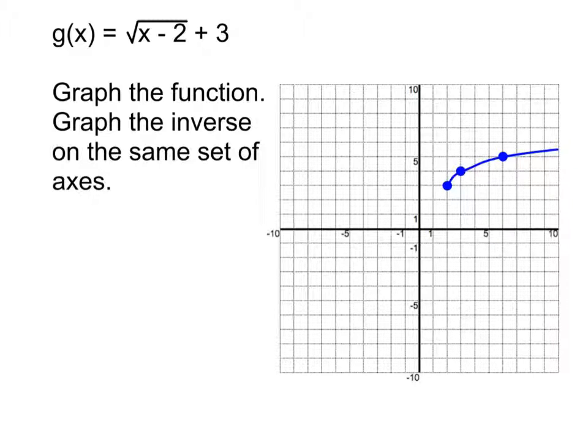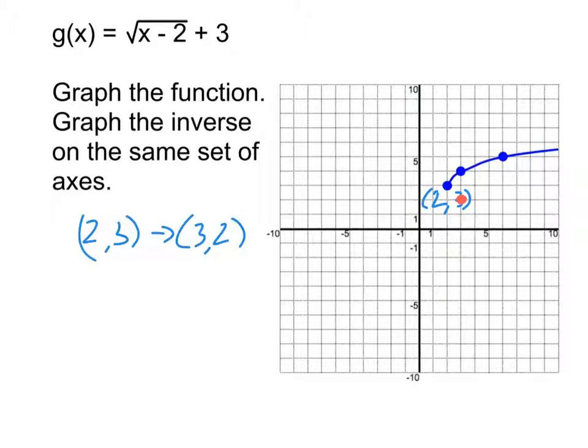and y coordinates. So, for instance, my first point, remember, was at (2, 3), because I went right 2 and up 3. If I swap those, (2, 3) becomes (3, 2). So that means my inverse is going to include the point (3, 2), which is going to be right over here. I repeat that for each of those points.